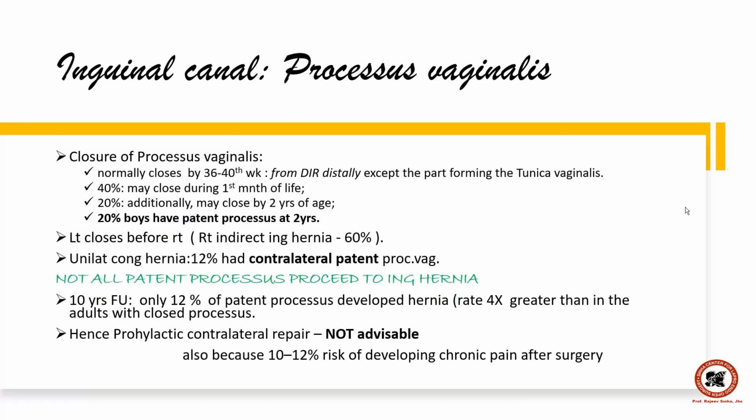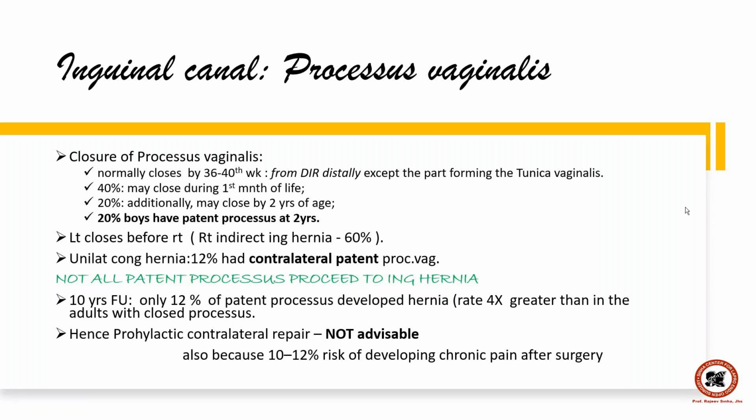But if you look at the overall picture, in 20% of male children you have a patent processus vaginalis even at 2 years of age. If you look at the side, the left closes earlier than the right, and that is probably one of the reasons why right indirect inguinal hernias are much more common than left, in more than 60% of cases. In unilateral congenital hernia, 12% had a contralateral patent processus vaginalis. That means if you have a congenital hernia on one side, it's not that the other side's processus vaginalis is already closed down. No, it's not that. 12% of patients may have a contralateral patent processus vaginalis, which may not have manifested as a clinical hernia.